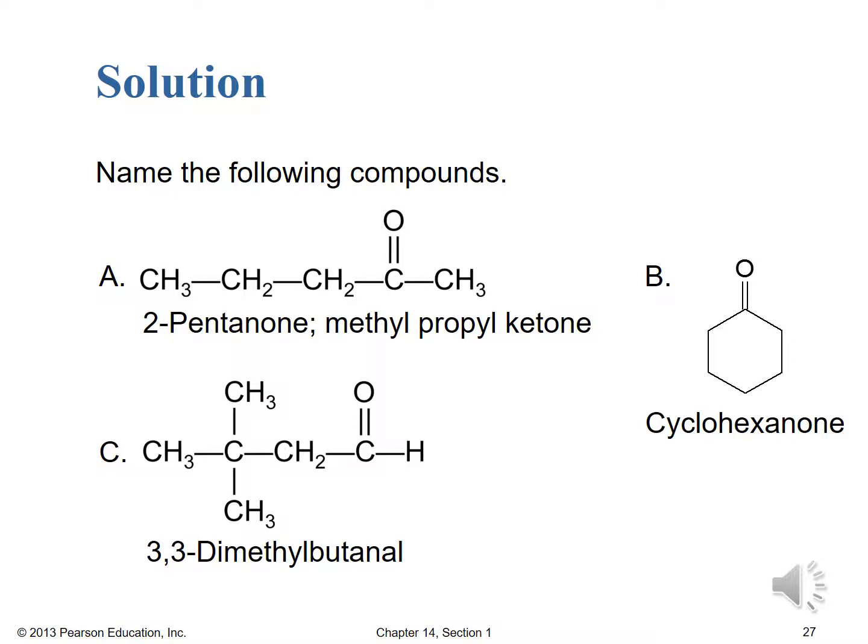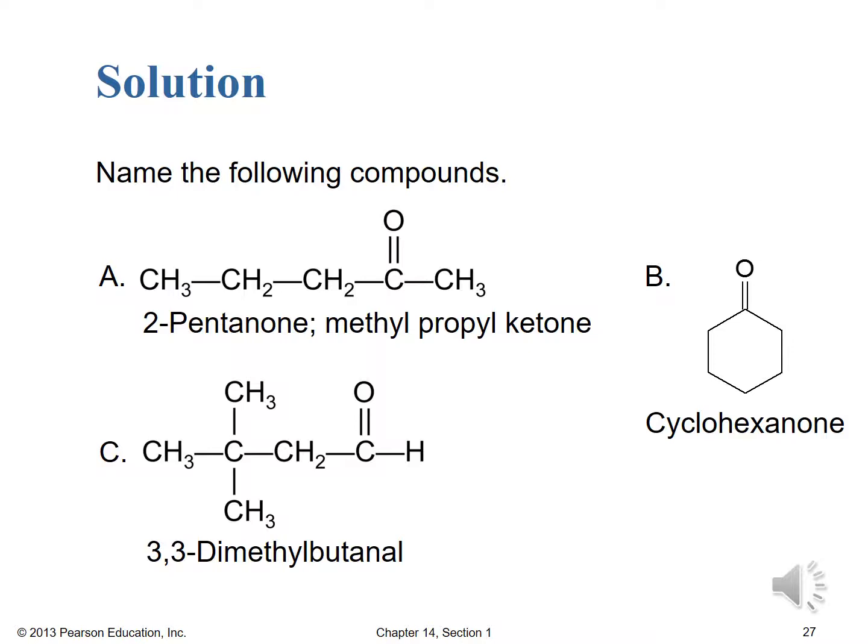For B, that's good old cyclohexanone. There really isn't any other way you would name it. I suppose you could say 1, but it's always going to be a 1 for the position of the ketone in a cycloketone.